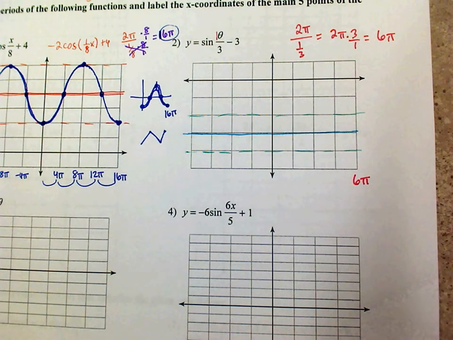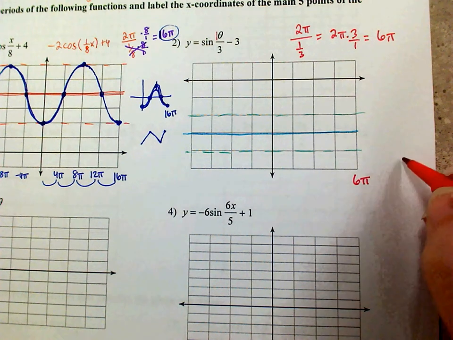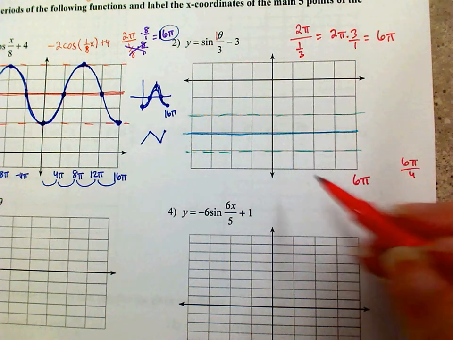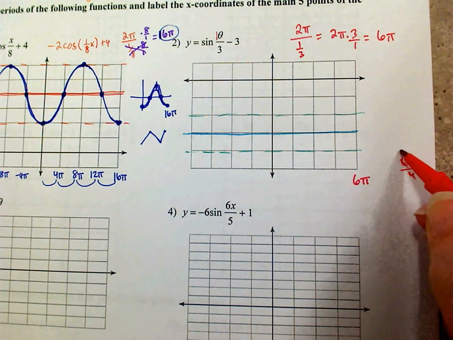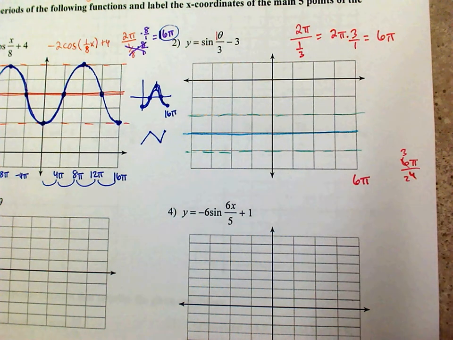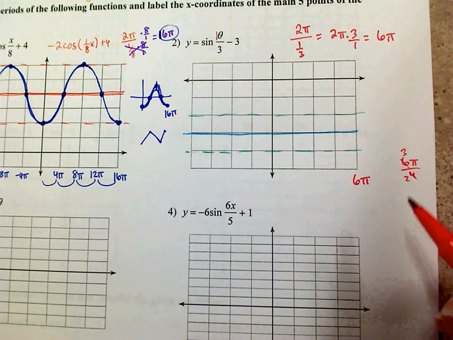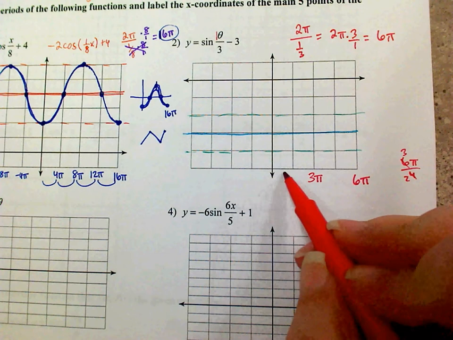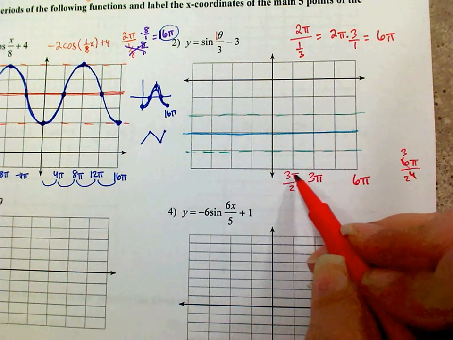Okay, and remember, like I said, you could just take 6 pi and divide it by 4 to find this first tick mark. And 6 pi divided by 4 is 3 pi over 2. Okay? Or you could do this: half of 6 pi is 3 pi, and then half of 3 pi is 3 pi divided by 2.